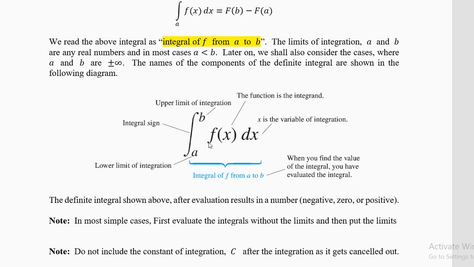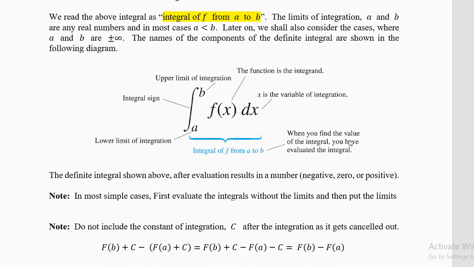In the diagram, a is the lower limit, which is written below. b is the upper limit of integration. This is the function f of x, and x is the variable of integration. Later in other chapters we are going to see different variables of integration, but right now we'll stick to one variable.